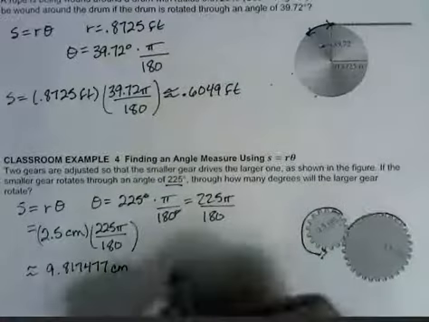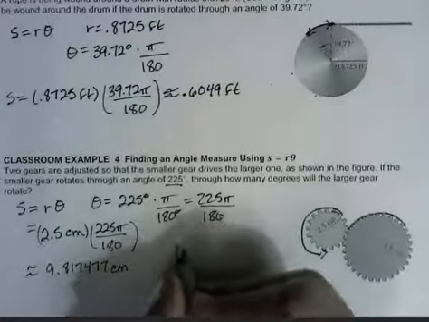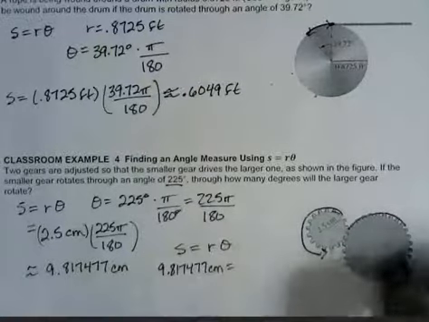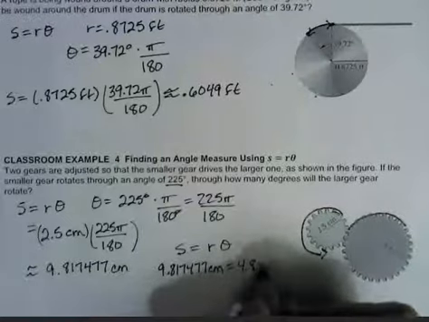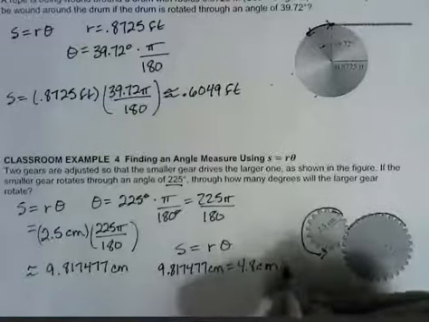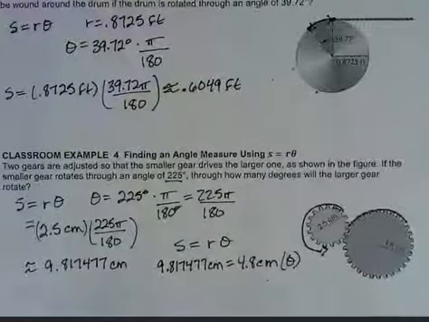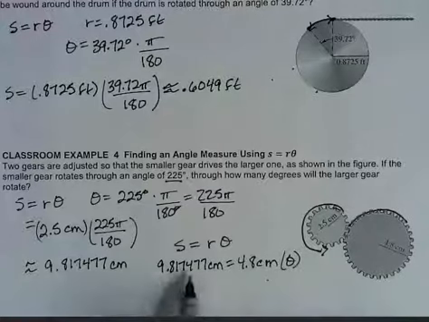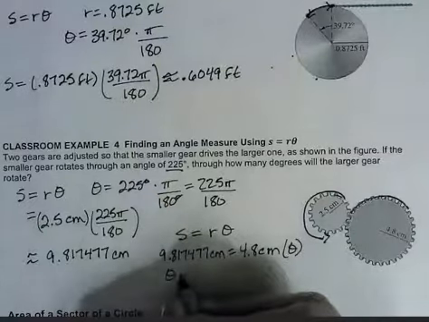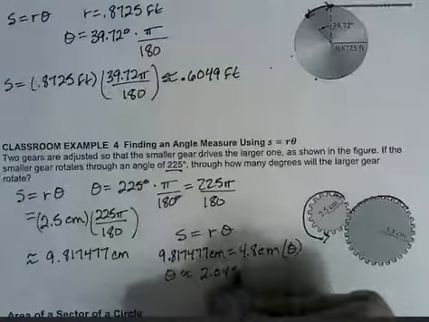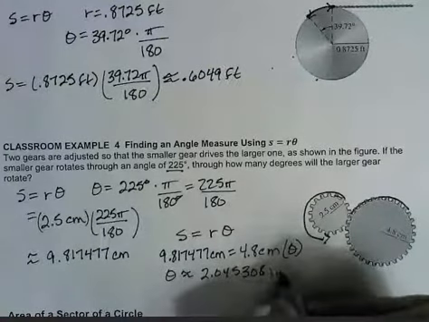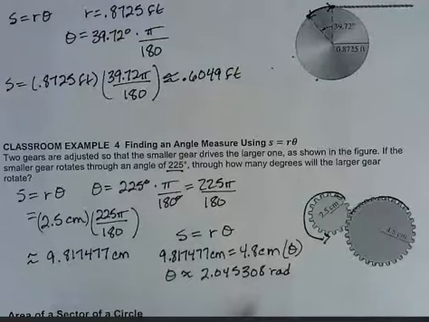So this time we actually know the arc length, and we know the radius of the larger gear. What we're trying to find is the angle. So the thing that we don't know in this formula is the theta. We just want to solve this for theta, so we're just going to divide both sides by the 4.8 centimeters. That's going to give us theta equals this value. This is in radians because we were using this formula.